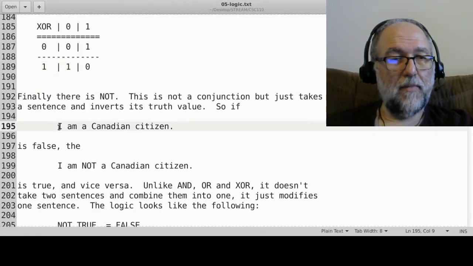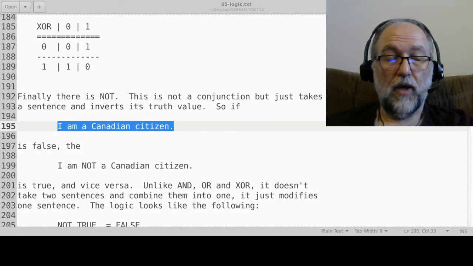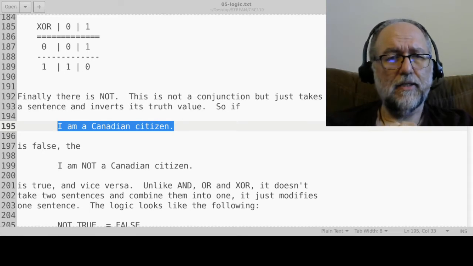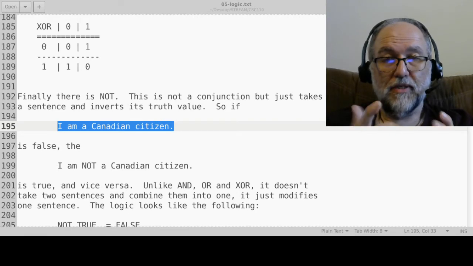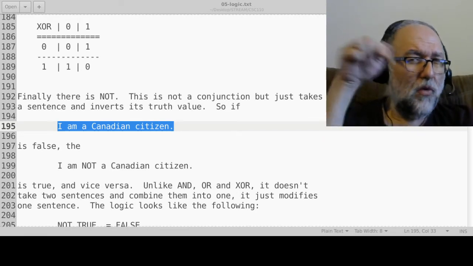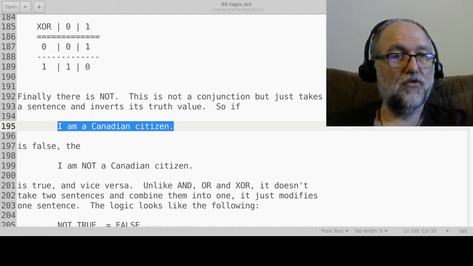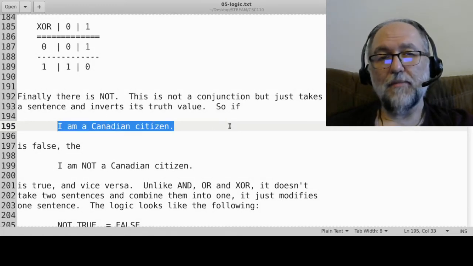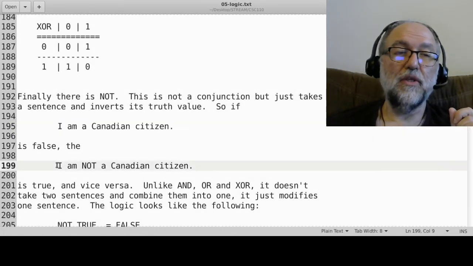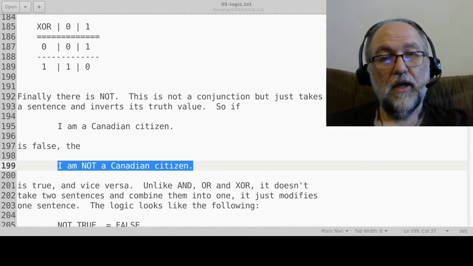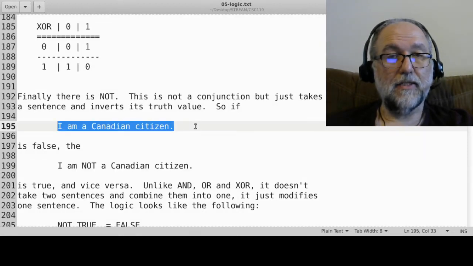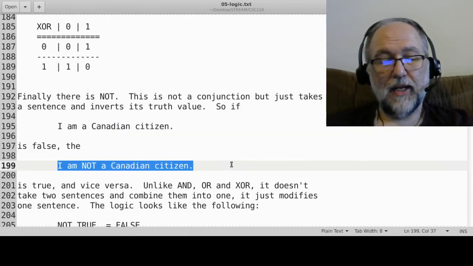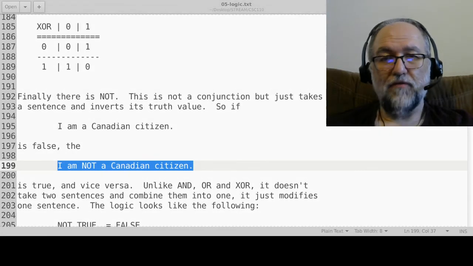Well, suppose I made the statement, I'm a Canadian citizen. Okay, well, that's either true or false. Suppose it's false. Suppose I'm not a Canadian citizen. So if I said I'm a Canadian citizen, I'd be uttering a falsehood. But then if I put the word not in there, suddenly I'm saying something true. So if it's false that I am a Canadian citizen, then it is true that I am not a Canadian citizen. And conversely as well. If I made the statement I am a Canadian citizen and it's true, well then if I said I'm not a Canadian citizen, I'd be uttering a falsehood.